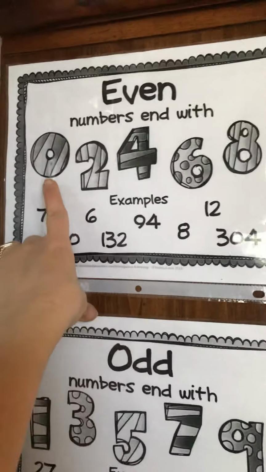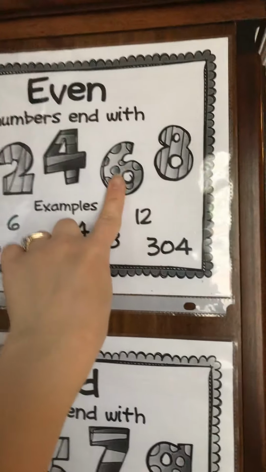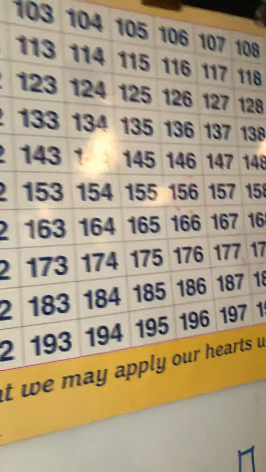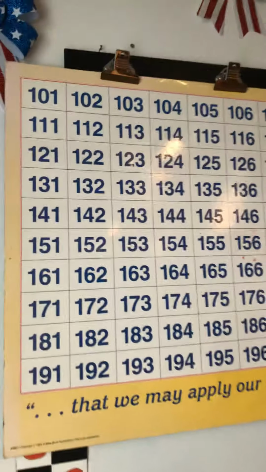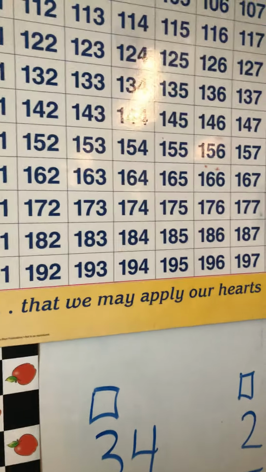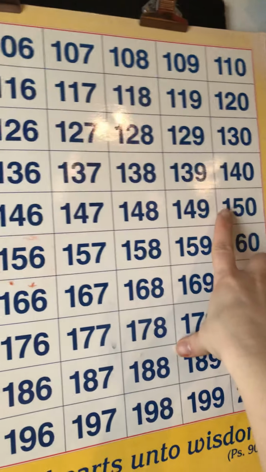So let's say our pattern for even numbers. 0, 2, 4, 6, 8. Now I am going to give you a quick peek because our counting today is in the 100 to 200 chart. We're going to start with 102 and we're going to go to 150. But we're not going to use the chart.